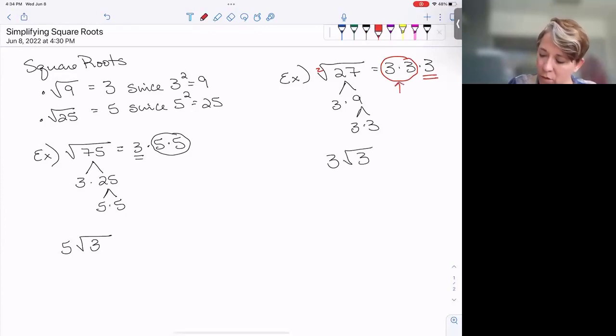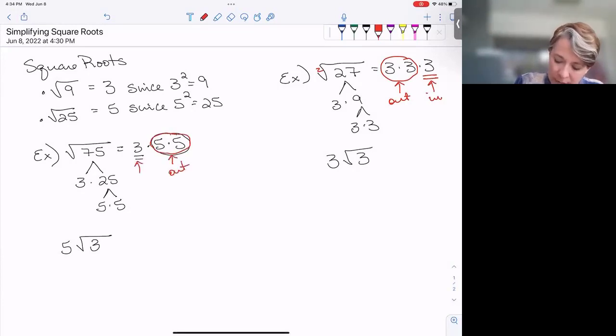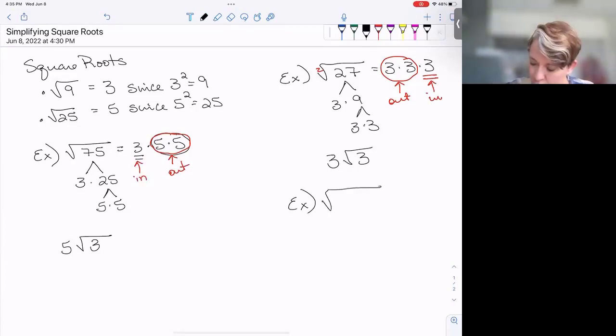Okay, so you may want to write yourself a note. This guy goes out, this guy has to stay in. Same thing here. You have 2 of a kind, so that means one of those can go out. You did not have 2 of a kind, so that guy had to stay in. Let's do the square root of 450.